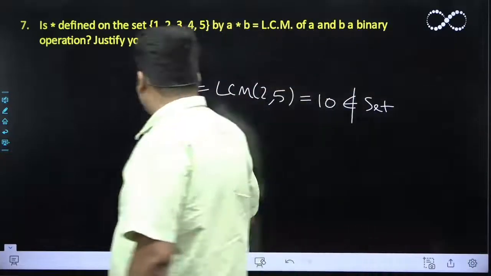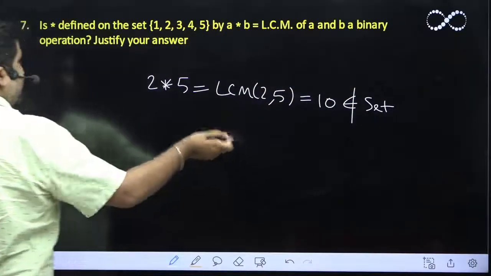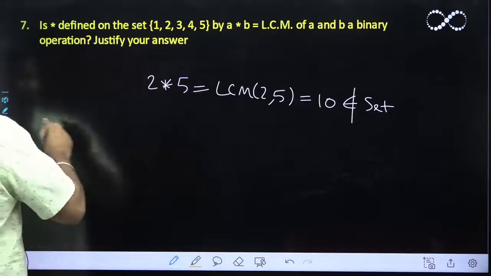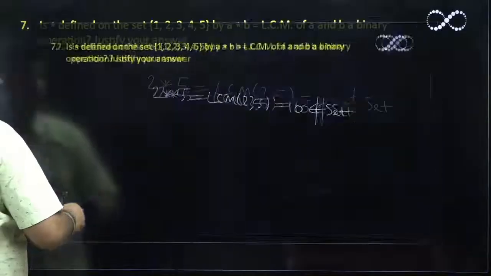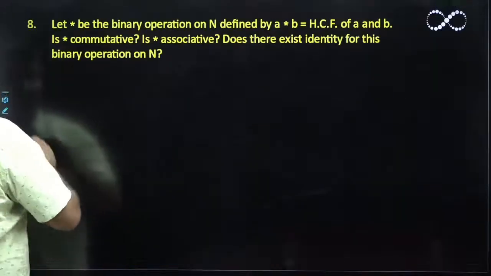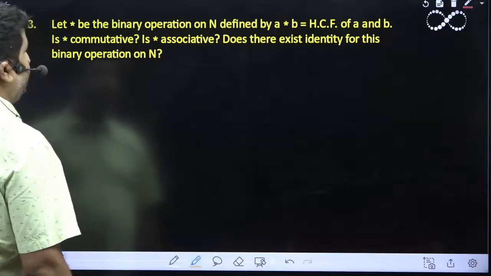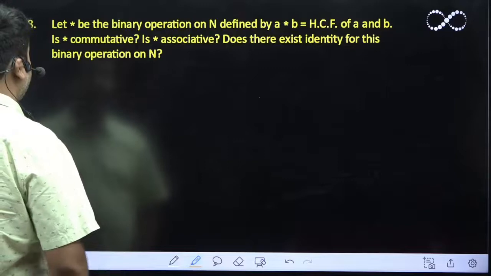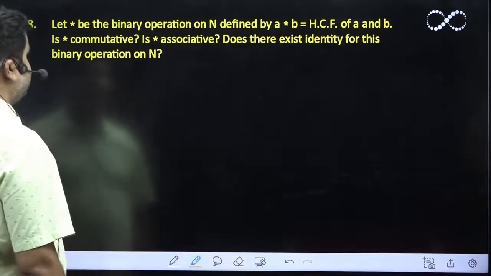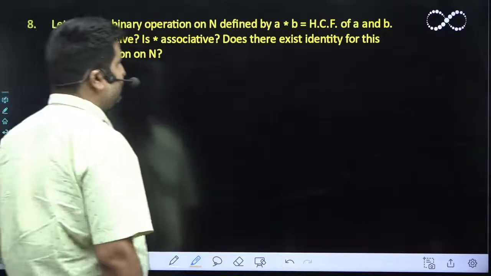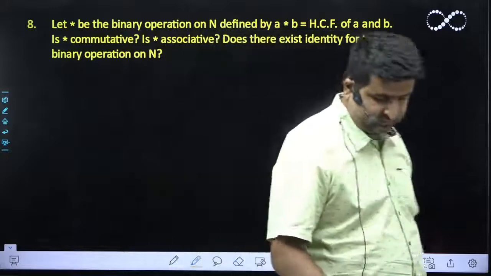So you can just take one example. Even if one example does not belong to this set, then this is not true for all the cases. Let's start with the binary operation defined by A star B is HCF of A and B. Is star commutative? Is star associative? Does there exist any identity for this?